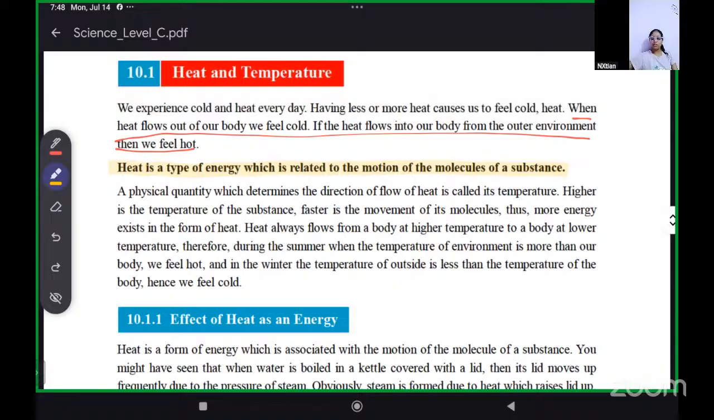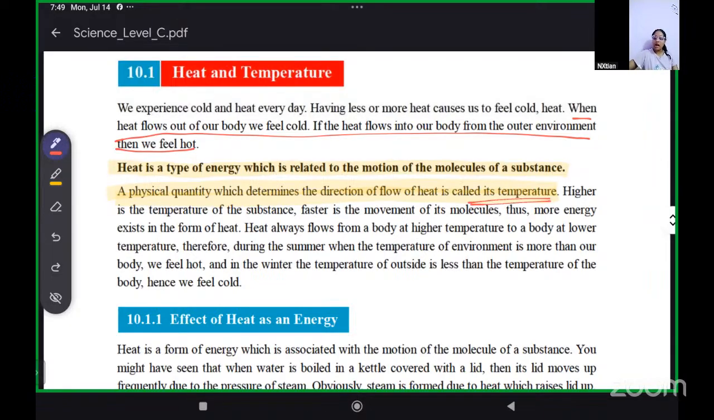Now, a physical quantity which determines the direction of flow of heat is called its temperature. That means, what determines the flow of heat? We know that heat flows or moves inside a substance. What is the direction of that flow of heat? That is determined by temperature.